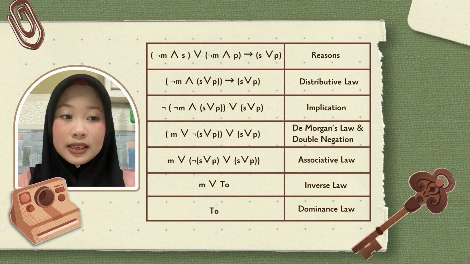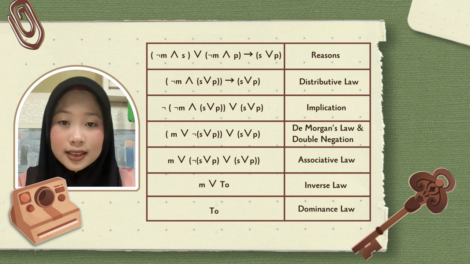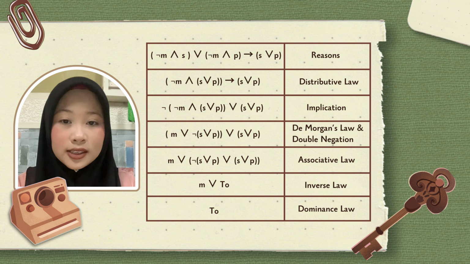The next step is associative law. By using this law, we can get M or negate S or P or S or P. The next step is using inverse law. By using this law, we can get M or tautology. And the last step is dominance law. By using dominance law, we can get tautology.